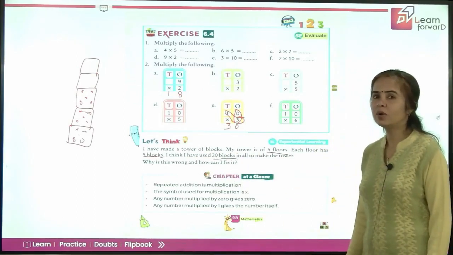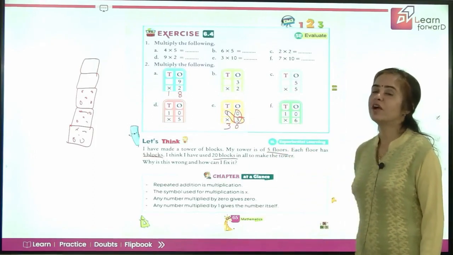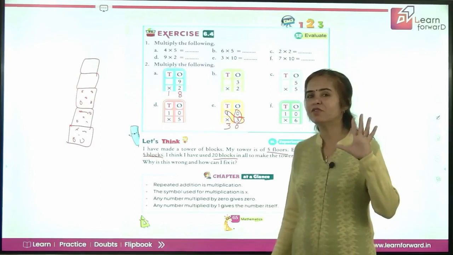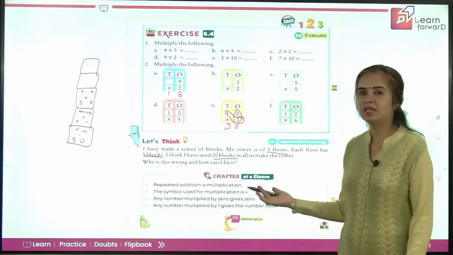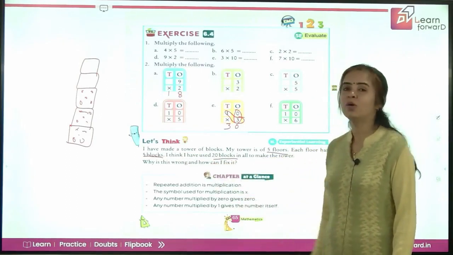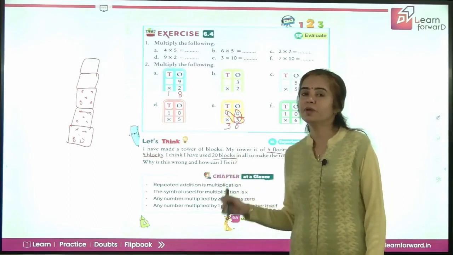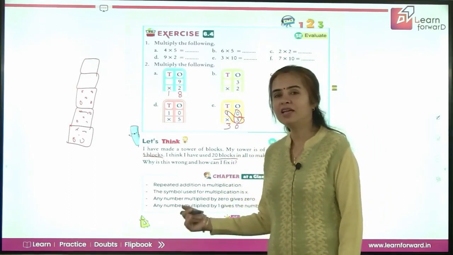Do you think it is 20? 5 plus 5 plus 5, how many times? 5 times. So how much is 5 times 5? That is 25. So what do you think? Have you used 20 blocks? No, not 20. Why is this wrong and how can I fix it? This is wrong because 5 times 5 is 25, right?